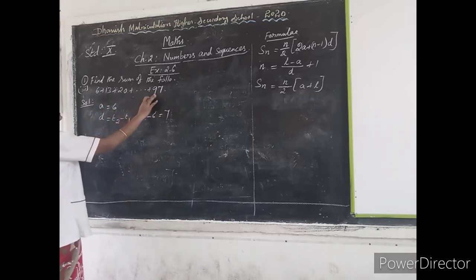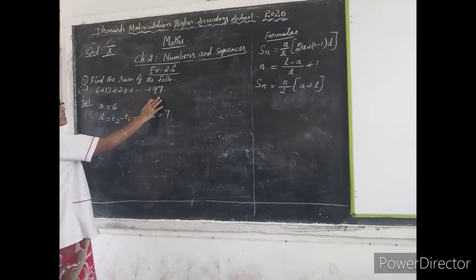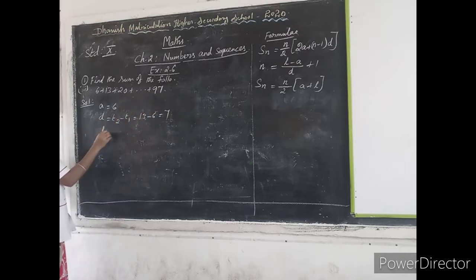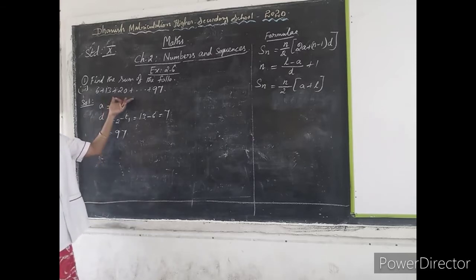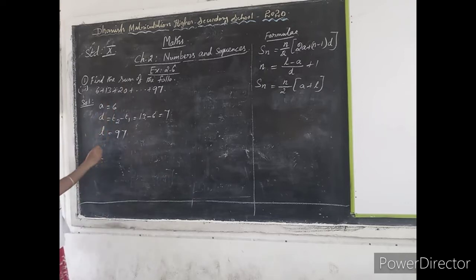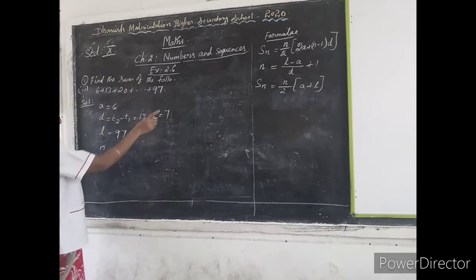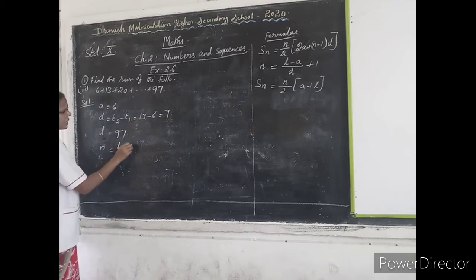Now, this is plus 97. This is the last term. That is, L is 97. Only the last term is given. We don't know what n is, that is, the number of terms. How many terms are here? That we have to find first. So n is equal to what formula? L minus a by d plus 1.